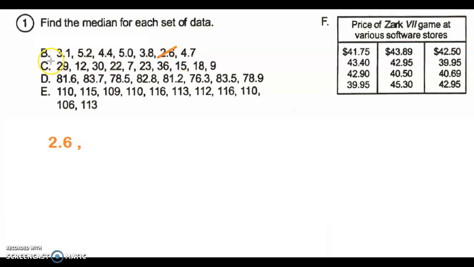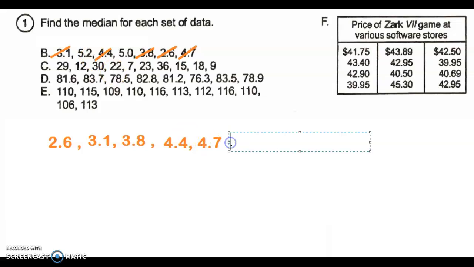So my next number is number 2, so I have to go to the 3's. 3.1 and 3.8. 3.1 is smaller, right? So that's going to be my next number, followed by 3.8. So let me cross those guys off. Here we go. Now we have 4's, right? 4.4 and 4.7. So I know 4.4 is smaller than 4.7. Cross these guys off. And then my last two are 5.0 and 5.2. And we know 5.0 is smaller than 5.2.